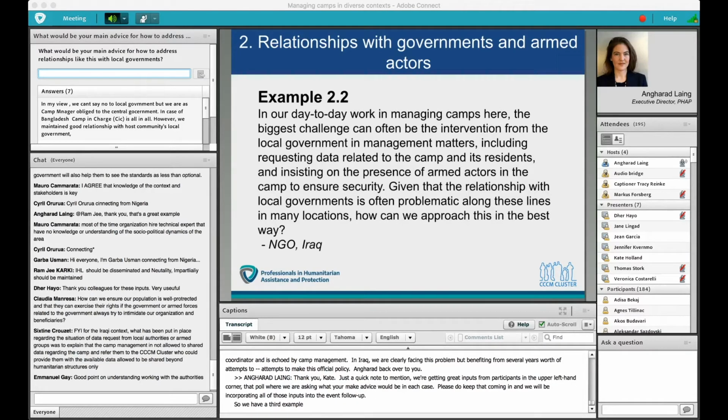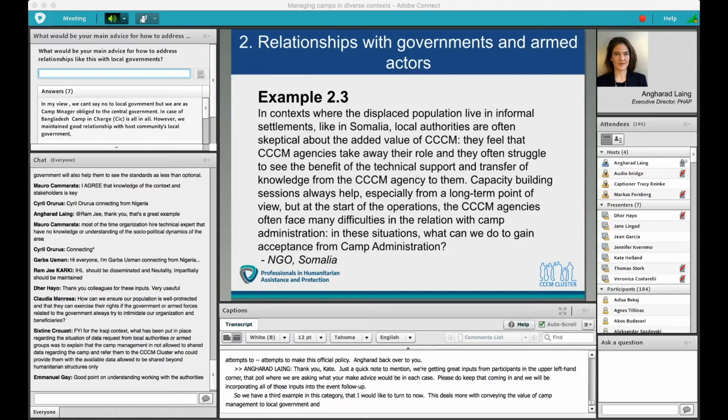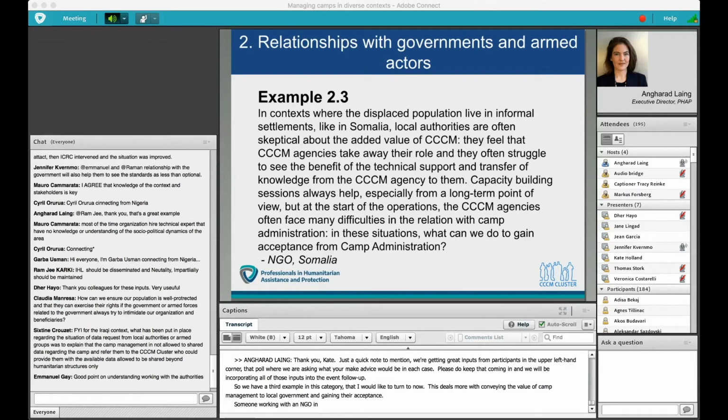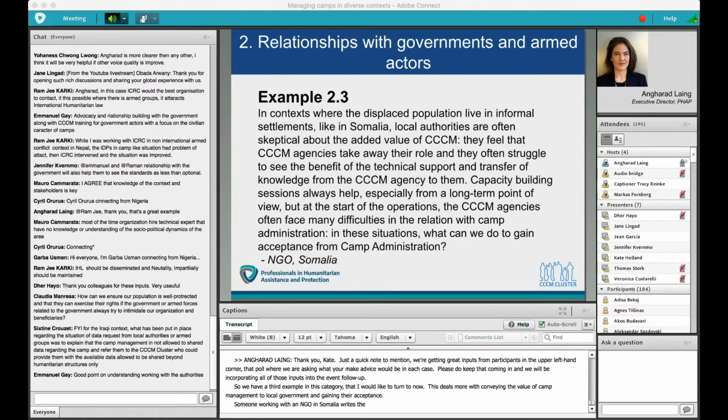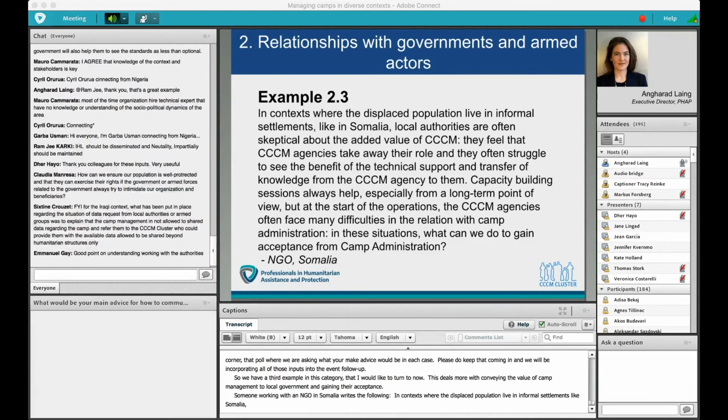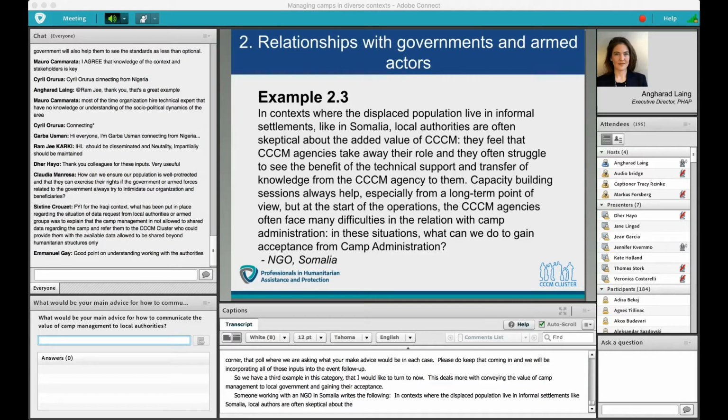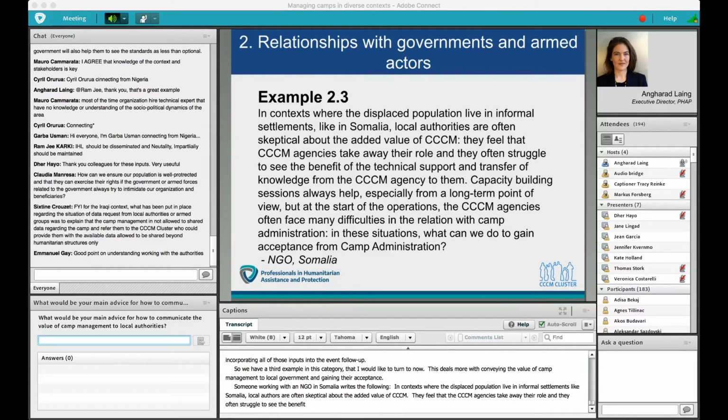This deals more with conveying the value of camp management to local government and gaining their acceptance. Someone working with an NGO in Somalia writes the following. In contexts where the displaced population live in informal settlements, like in Somalia, local authorities are often skeptical about the added value of CCCM. They feel that CCCM agencies take away their role and often struggle to see the benefit of the technical support and transfer of knowledge from the CCCM agency to them.